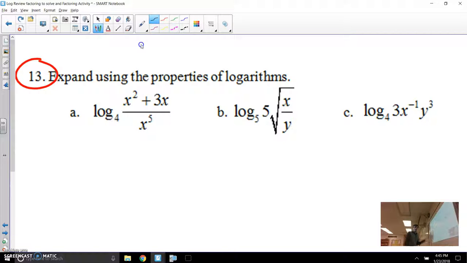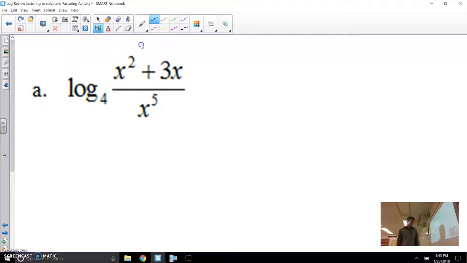So I want to talk about expanding next. Remember, expanding means we want to make multiple logs based on whether they were multiplying. If they were multiplying, that means you want to use an adding symbol. And if they're dividing, you want to make sure that you use a minus symbol. Okay? So let's talk about A first. A is kind of the hardest one, I believe.